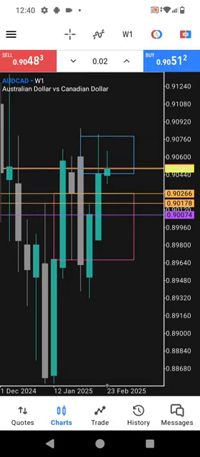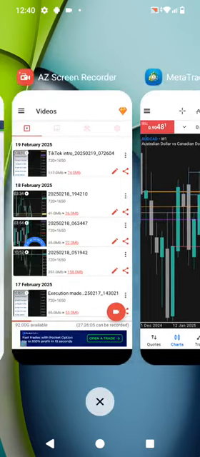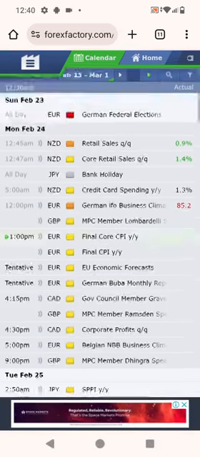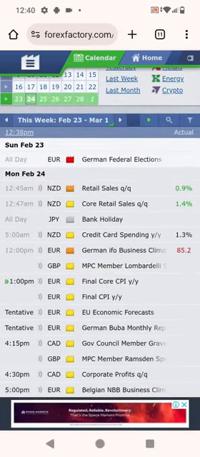So let's jump to the news calendar first. You go to Google and search for forexfactory.com. You get your news calendar there. So we just go through it.